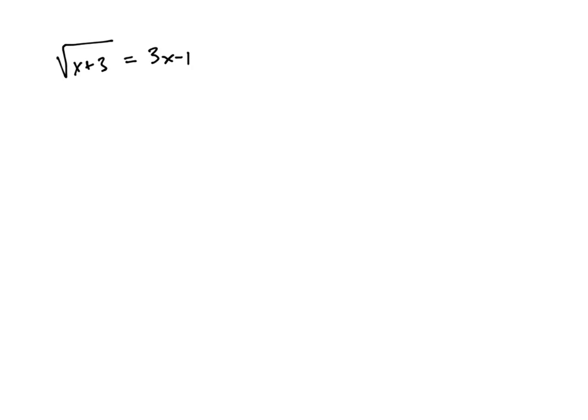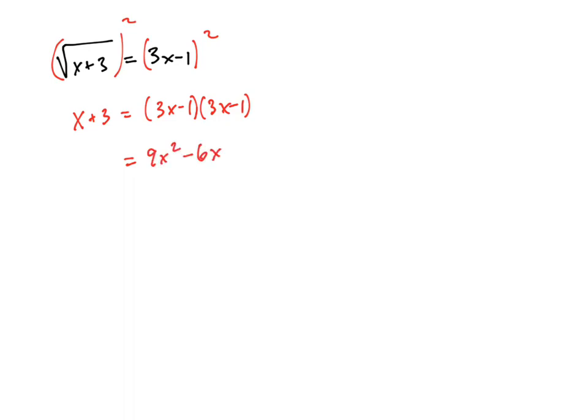Let's look at this example. Square root of x plus 3 is equal to 3x minus 1. So again, we're going to square both sides. That removes the radical on the left-hand side. On the right-hand side, when we square this, we need to expand this binomial multiplication. So 3x times 3x, we get 9x squared. When we simplify, this is what we end up with.